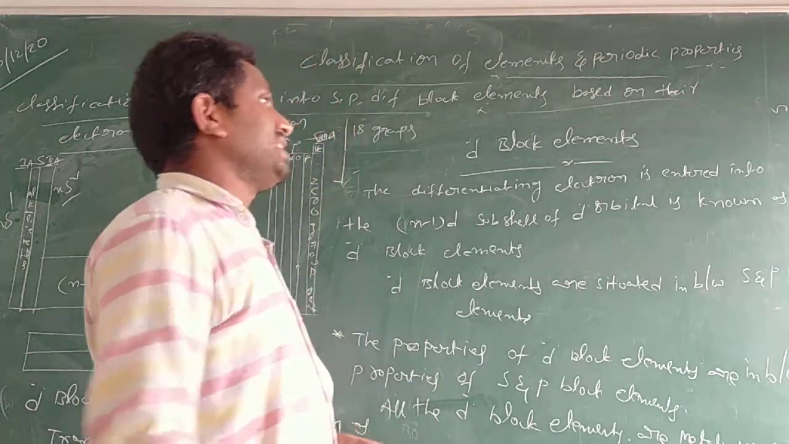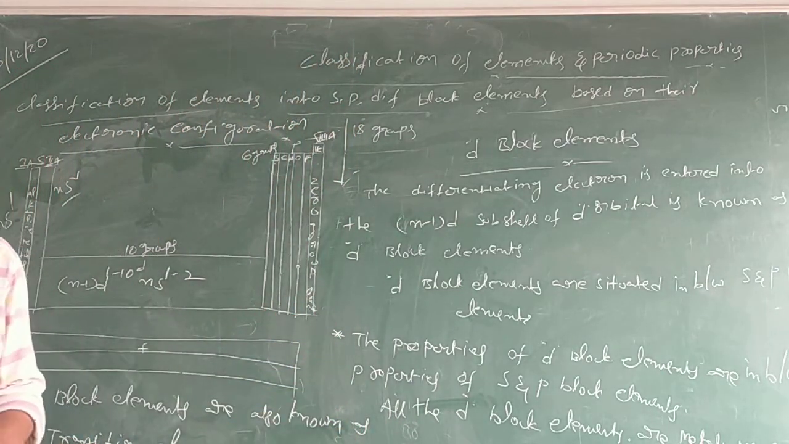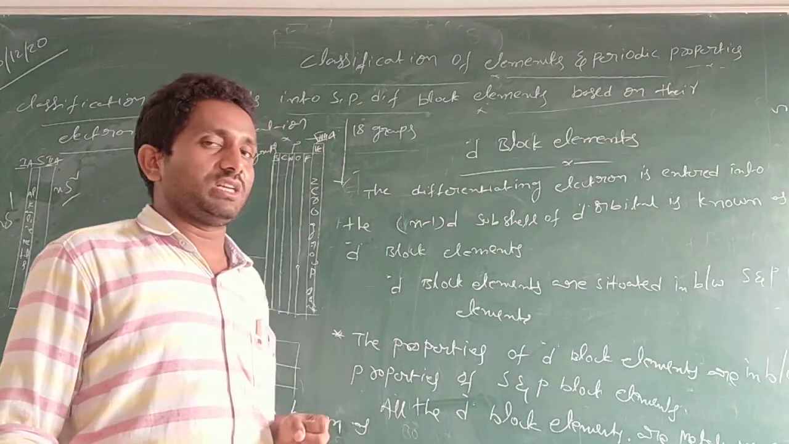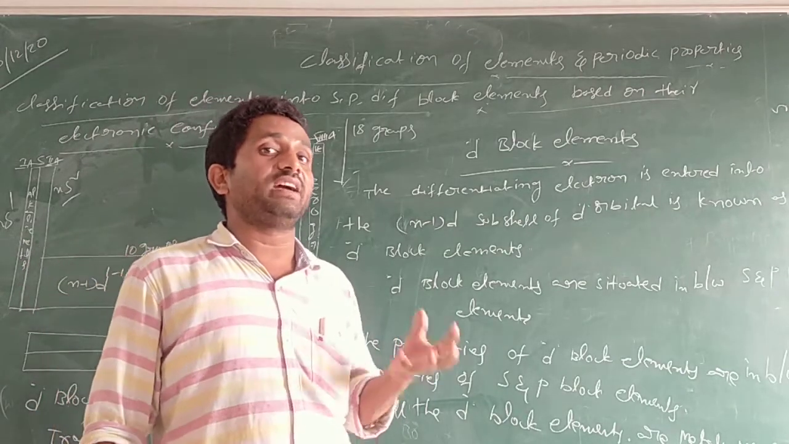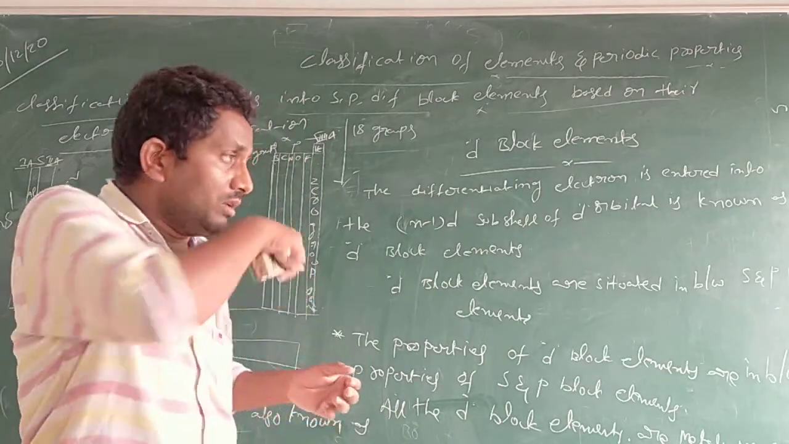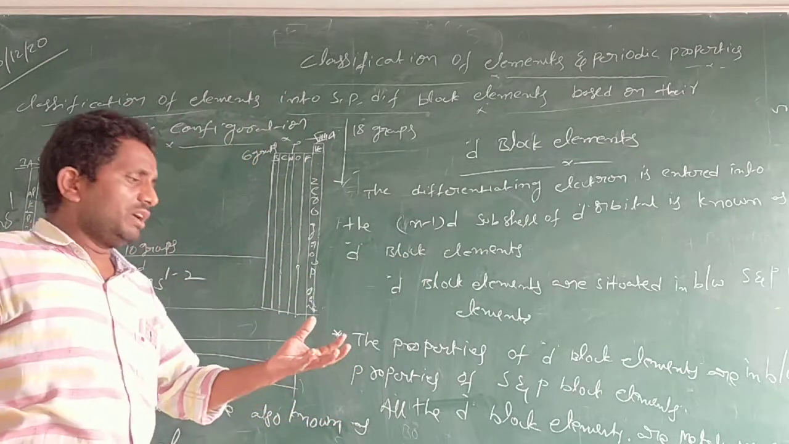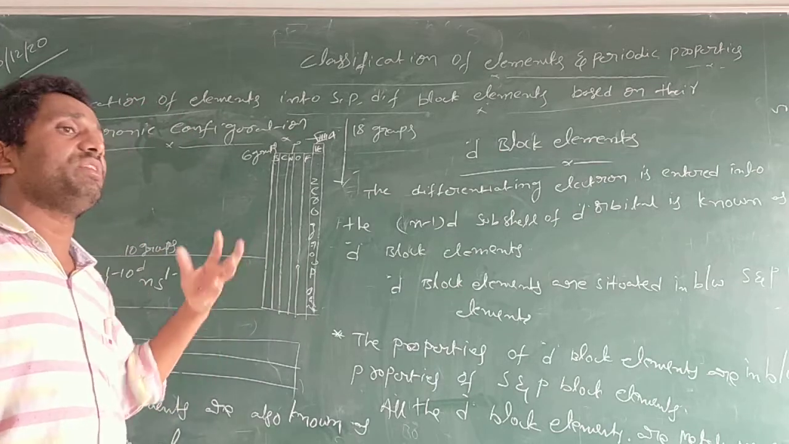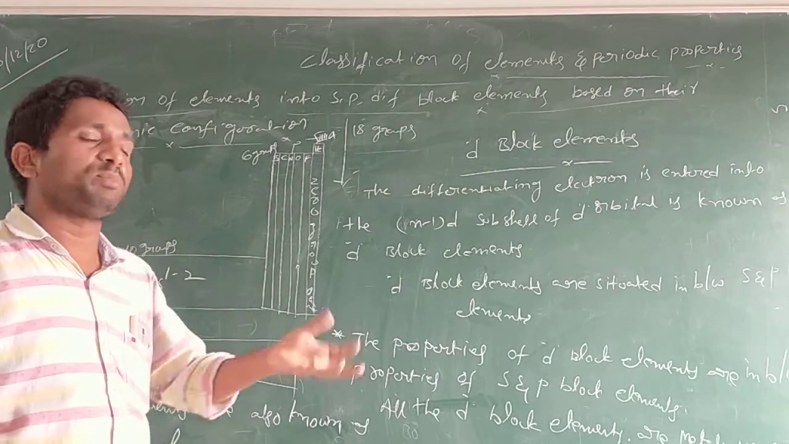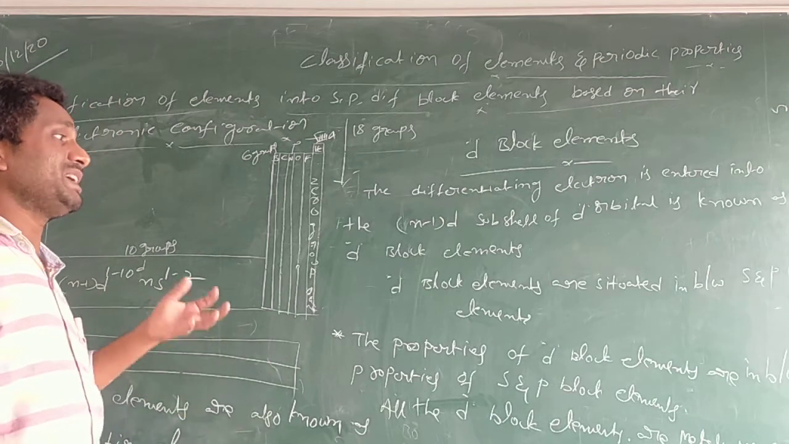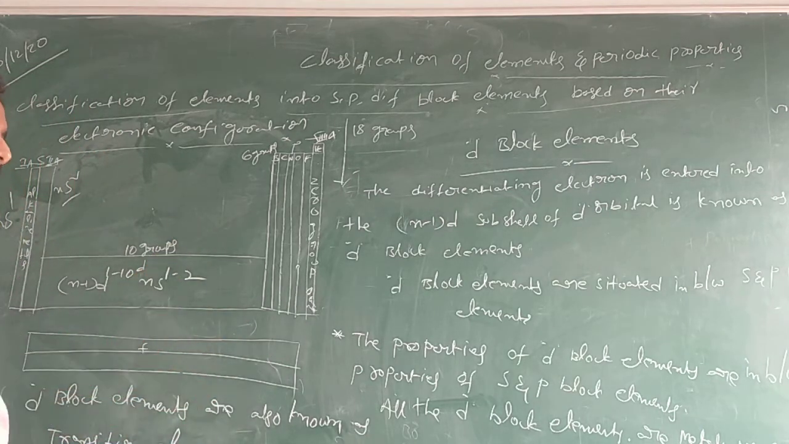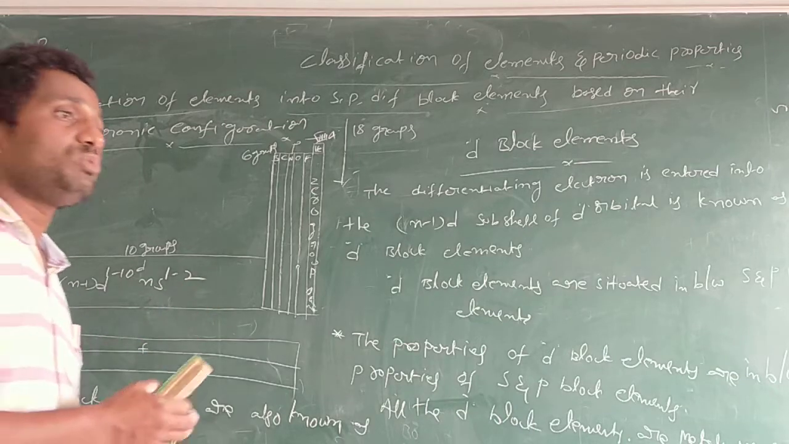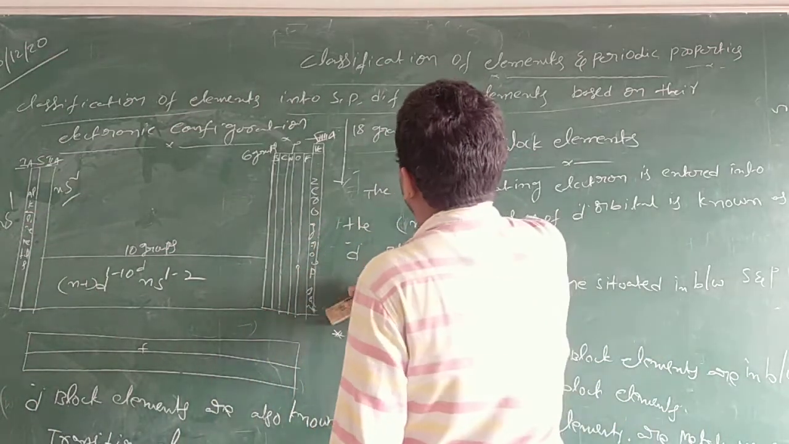These transition elements have special characteristic properties compared to S and P block elements. They are hard in nature, brittle in nature, have high ductility, and have paramagnetic character. So these are the different special characteristic properties of D block elements. These are the information about D block elements. Next, we are going to study F block elements.